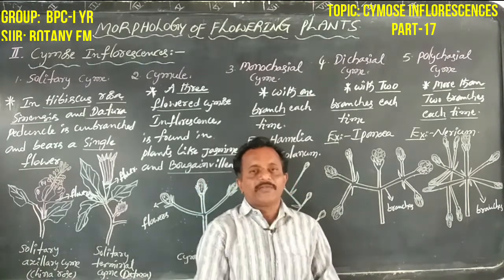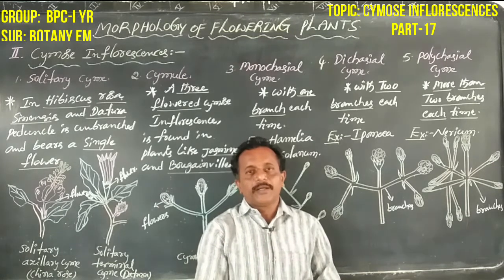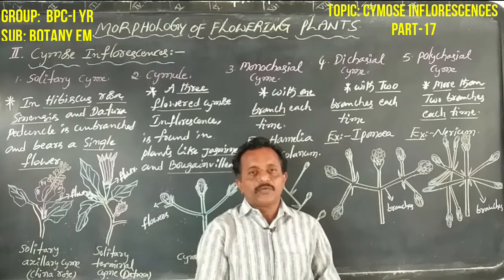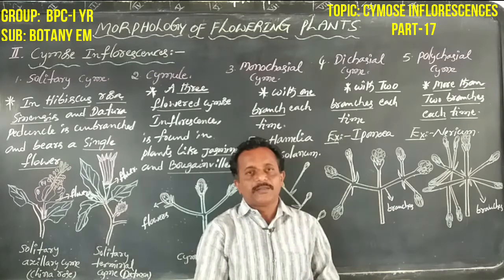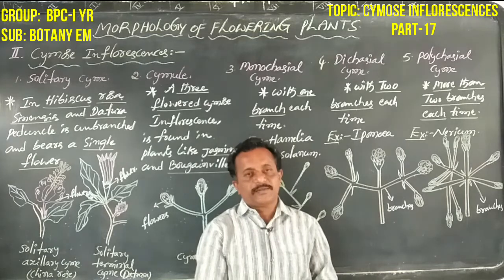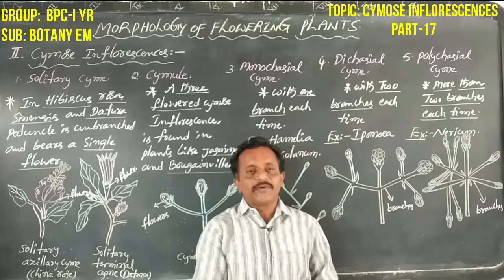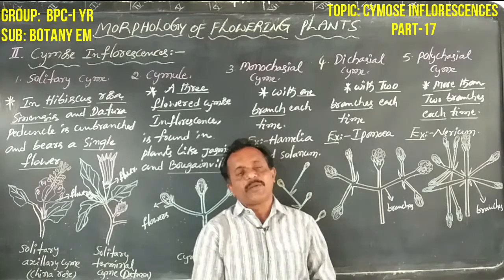Dear students, racemose type of inflorescences have several types, mainly 6 types. They are namely: first, raceme; second, corymb; third, umbel; fourth, spike; fifth, spadix; sixth, head inflorescence. But here the first 3 are pedicellate flowers, and the remaining 3 are sessile flowers.